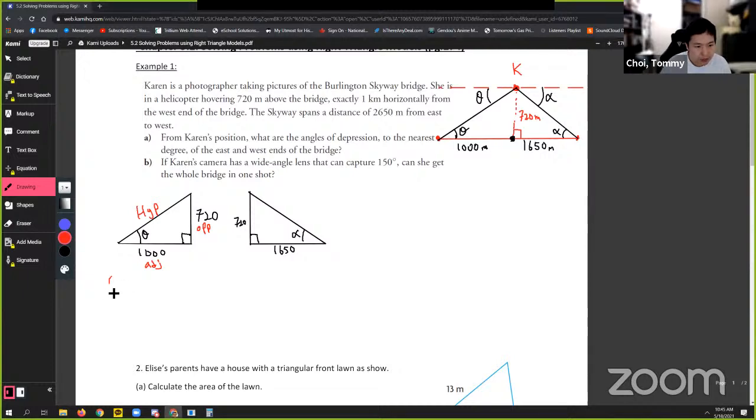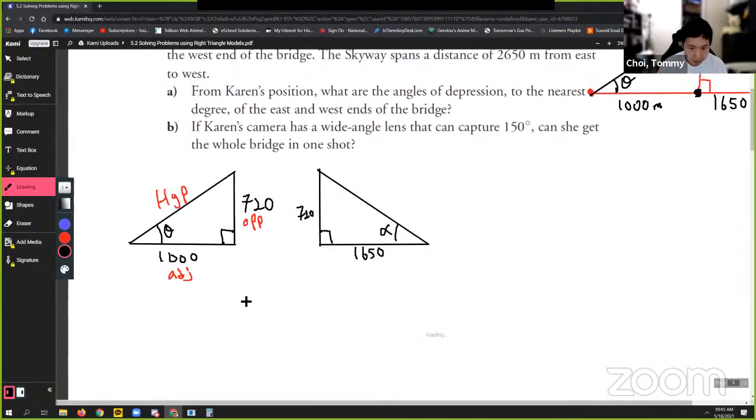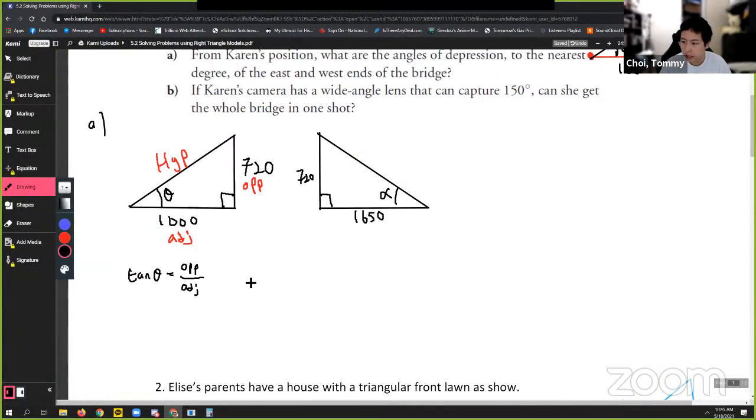This would be tan theta. I'm going to zoom in here, sorry. So this is question A. So tan theta is equal to opposite over adjacent. Those are the two sides that we have. So we're using tan, right? We have opposite, we have adjacent. So opposite over adjacent is what we want. And so when we plug it in, we're going to get 720 over 1000.